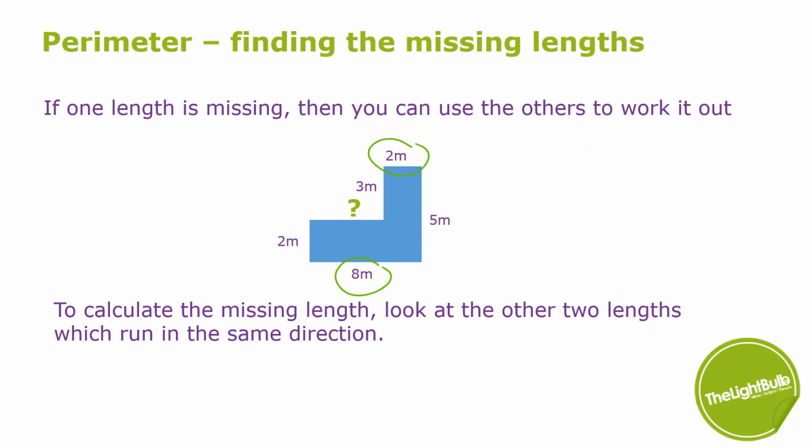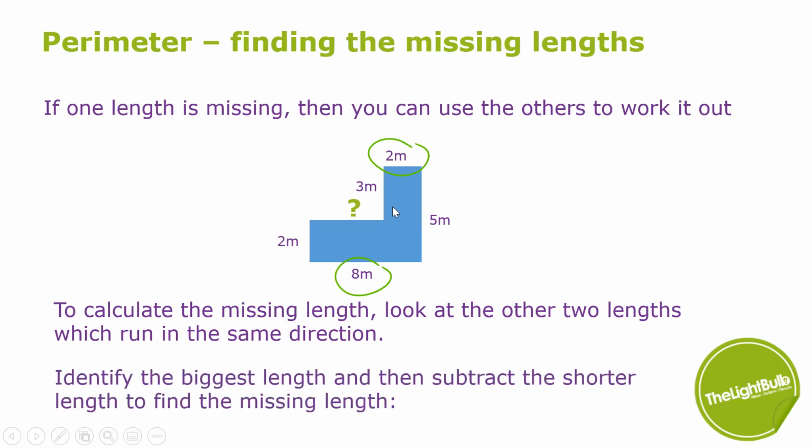And what we do is we take the biggest one, the 8 meters, because that runs at the longest point of our L shape. It runs all the way from this point here, where my mouse is, to this point here at the end. And then we subtract the other length that we know, the 2 meters. So we're saying that this question mark is equivalent to the whole of the horizontal length minus those 2 meters that we know about. So 8 minus 2 leaves us with 6 meters, and that's our missing length.